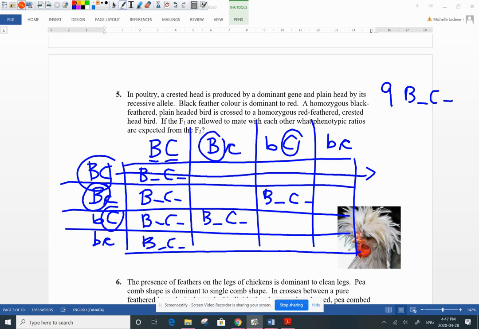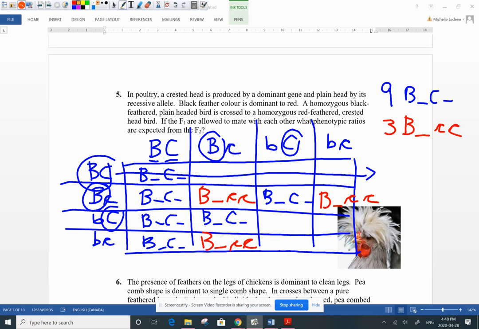Okay, then what? Well, then we are going to have big B, something, little c, little c. Big B, something, little c, little c. And one more where we have a big B, something, little c, little c. So there is our 3 that are black, big B, something, little c, little c. What's the little c stand for? Well, that is our recessive, and the little c is going to be the plain heads. Okay, not done yet, almost there though.